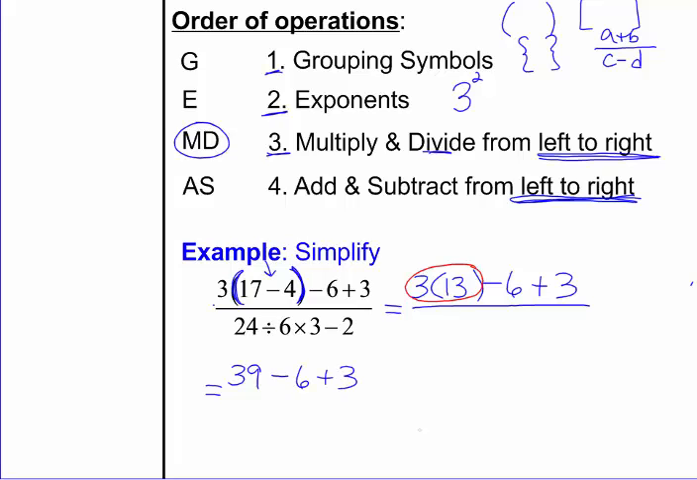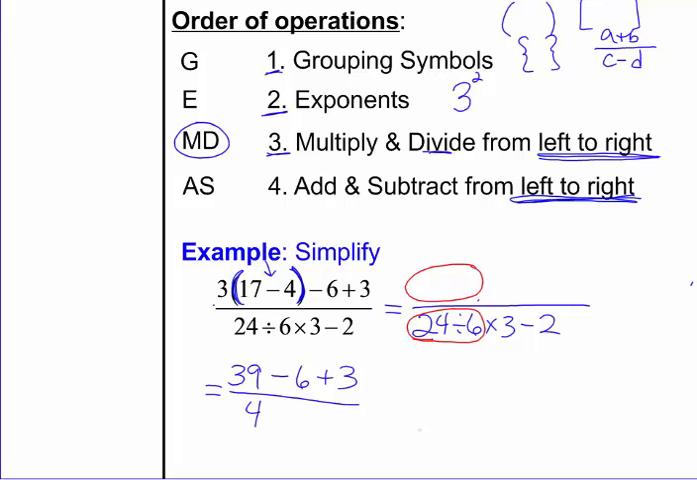You just did the 3 times 13. Now on the bottom, if we look at the bottom, there's a divide and a multiply. But if you notice, the divide comes first. So you have to do that divide part first. So we're going to do 24 divided by 6, which is 4, and then times 3 minus 2.